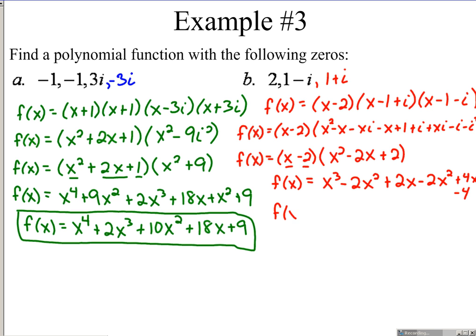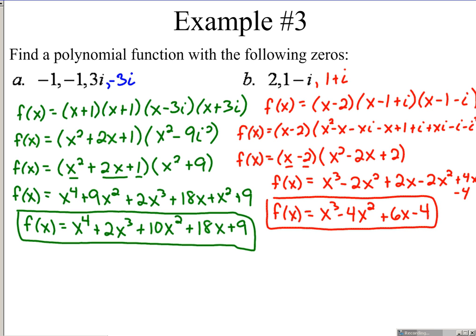We end up with f of x equals x cubed. Negative 2x squared minus 2x squared is negative 4x squared. 2x plus 4x is 6x. We have a minus 4 at the end. We end up with a degree 3 polynomial. We had 3 total solutions. So that is the degree we should have had.